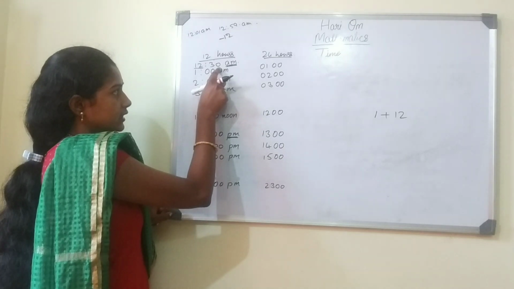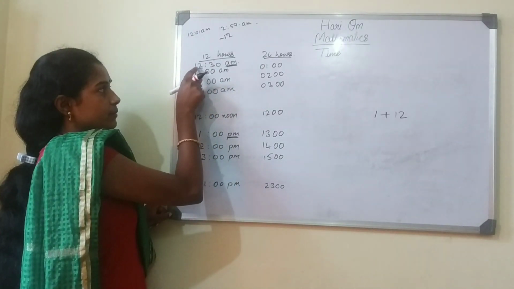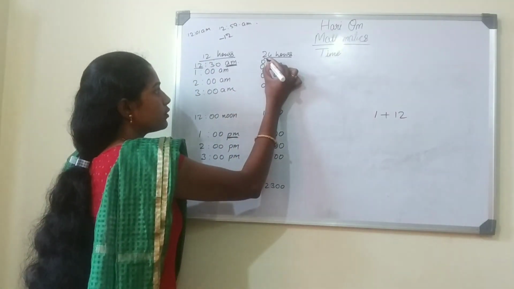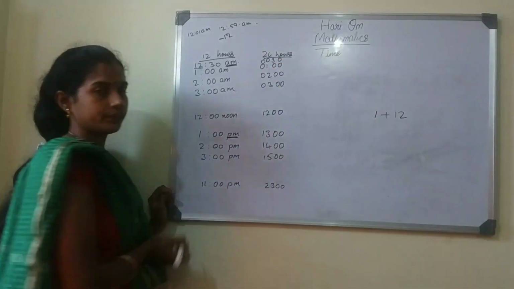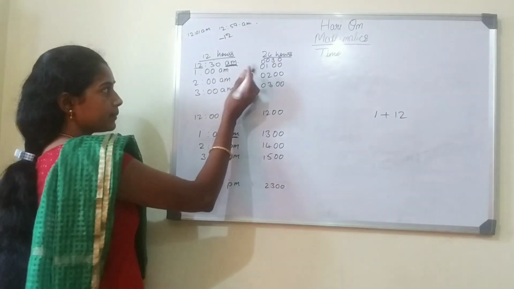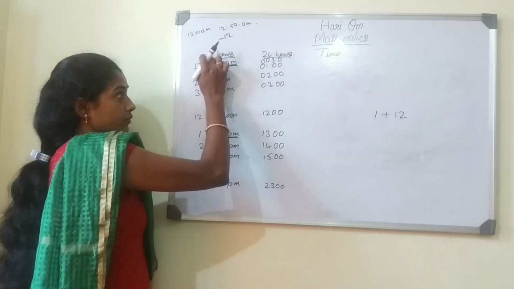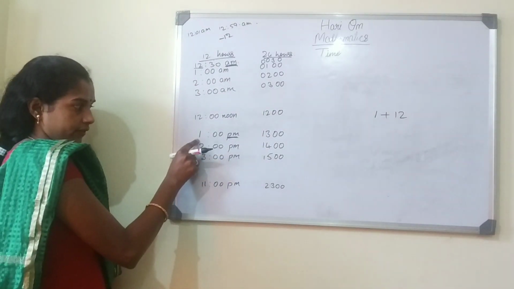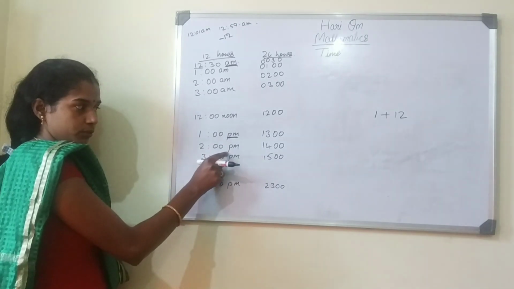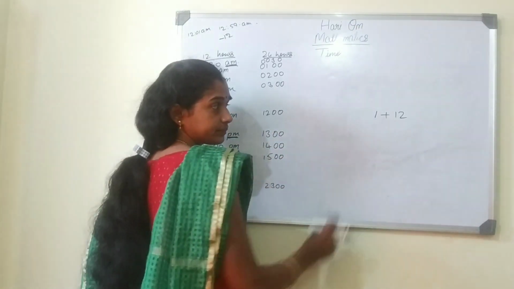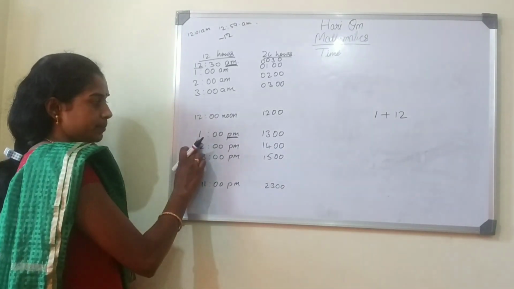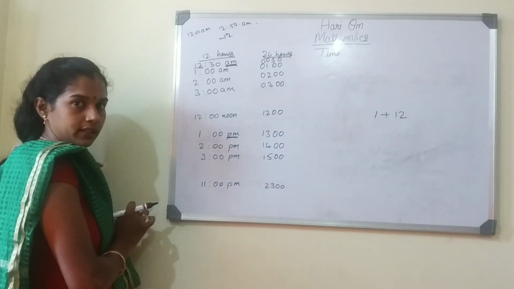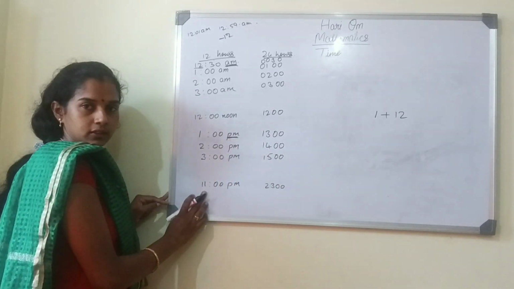So 12 o'clock 30 minutes, if we subtract 12 hours, 12 minus 12 will be 0, and the minutes won't change. So 0030. Understood, children? In AM, that is changing from 12 hours to 24 hours, from 1 o'clock to 12 noon, no changes. And in PM, 1 PM or 2 PM, we are going to add 12. So 1 PM, 1 plus 12, 13. 2 PM, 2 plus 12, 14. Understood? Till 11.